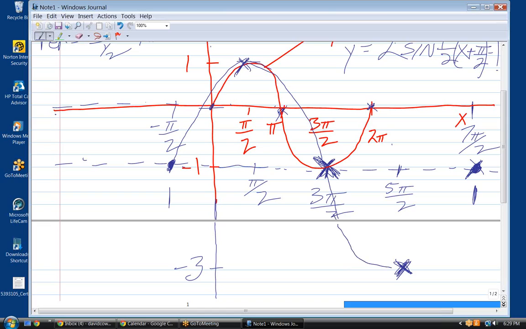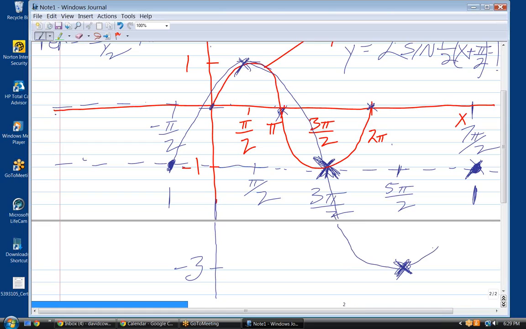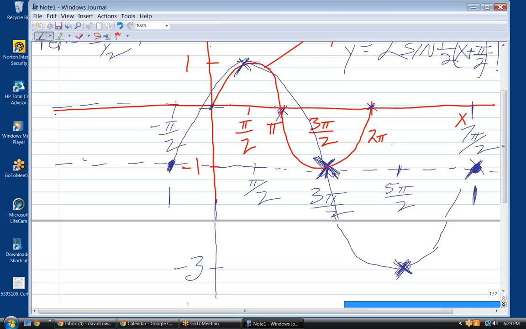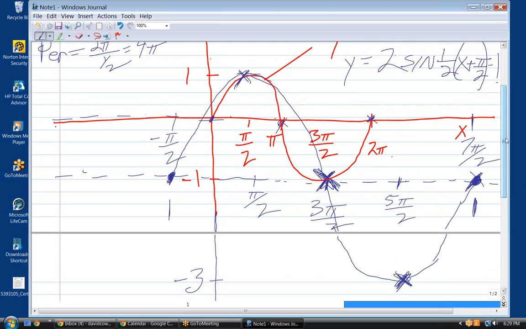Notice this curve is flatter. It's been horizontally stretched, as well as vertically stretched. And notice the oddity of that. It was vertically stretched because that 2 is greater than 1. It's horizontally stretched because that number is less than 1. So horizontal has the opposite effect of vertical.